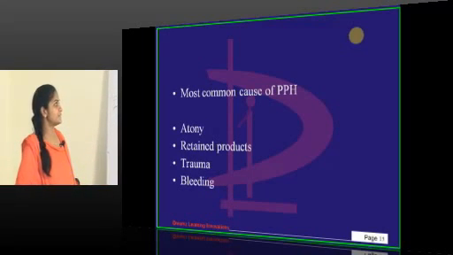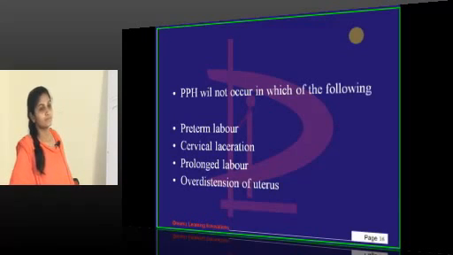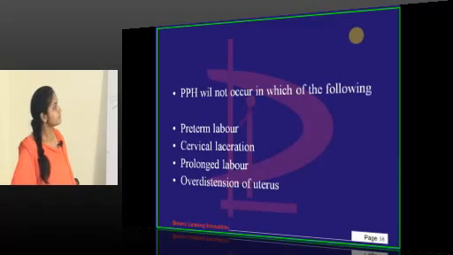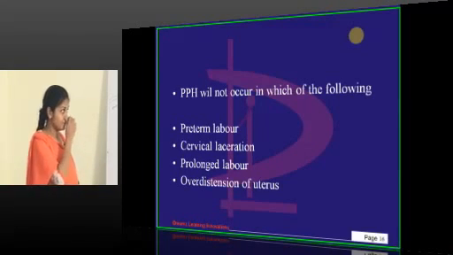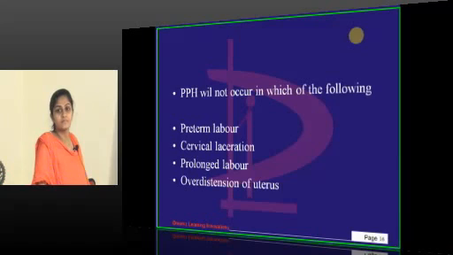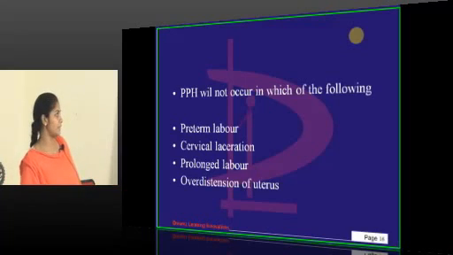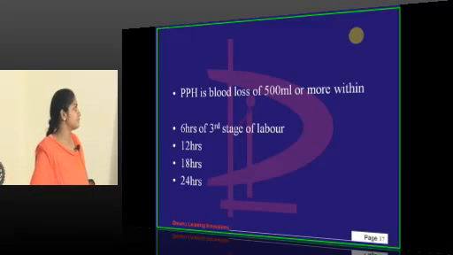Most common cause of PPH. Will not occur in which of the following? Why would preterm labor, if the baby is preterm, land in PPH? Which is the answer? ABCD. Answer is A. Why are you thinking so much? Just think of any T. If no T, that is the answer. Preterm labor. Next.